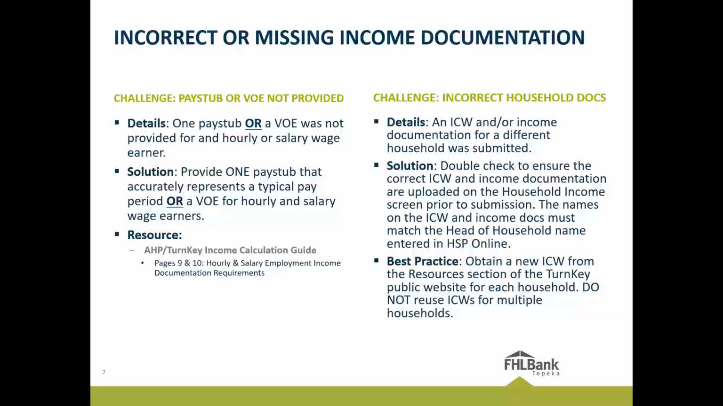One best practice that can really help is to download a fresh ICW from the resources section of the TurnKey public website for each household. Reusing ICWs can lead to leftover information from a previous household accidentally being included, which will result in the reservation being deemed ineligible. We recommend saving the TurnKey public website as a favorite and visiting it each time you need an ICW, a zero income cert, a RERA, or any other of our forms. This ensures you're always working with the most current version and reduces the chance of errors.